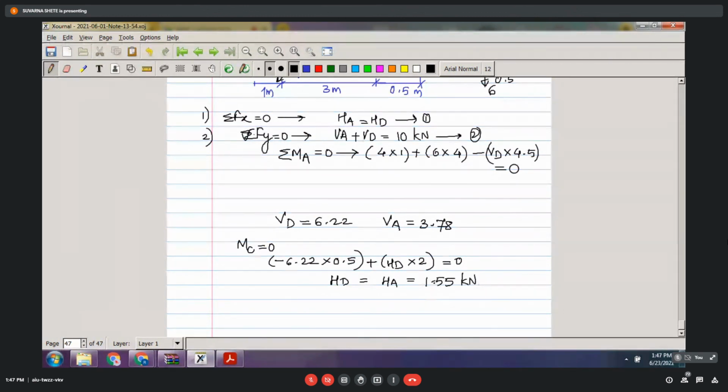Did everyone get the answer? Same will be my HA also. Whatever HD comes, that will be my HA. Now these are the values of VA and VD and this is the value of HA and HE. Once I have this, I should be able to tell which cable segment will carry the maximum tension.